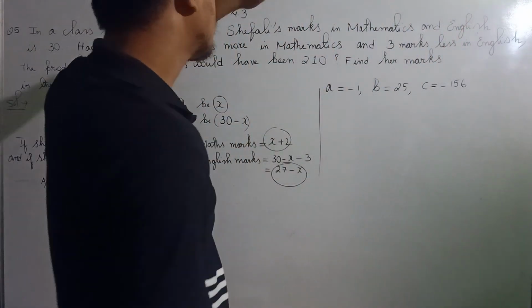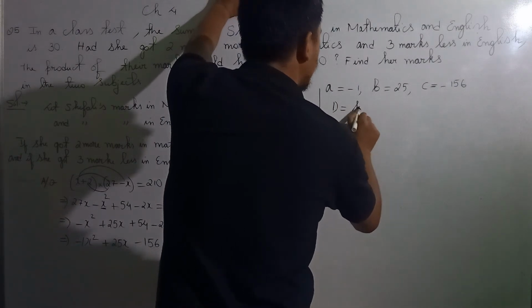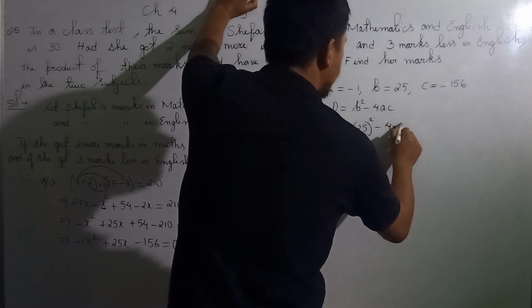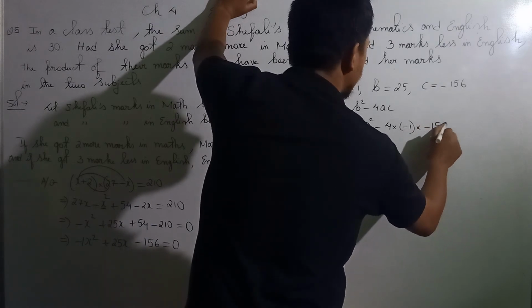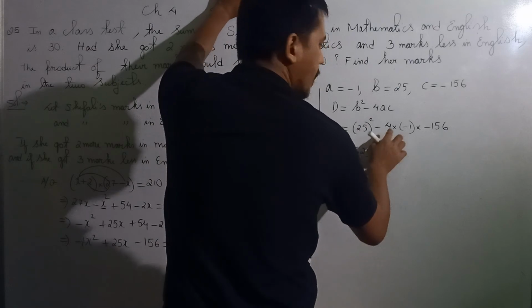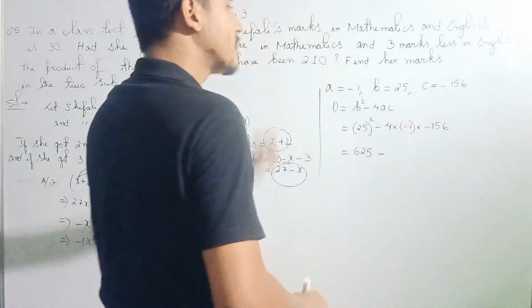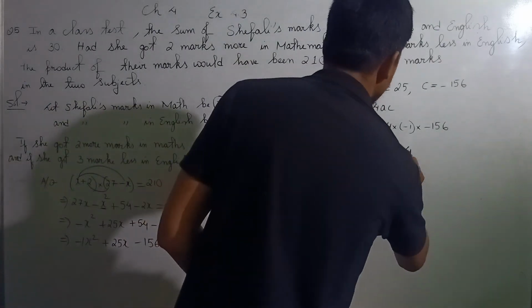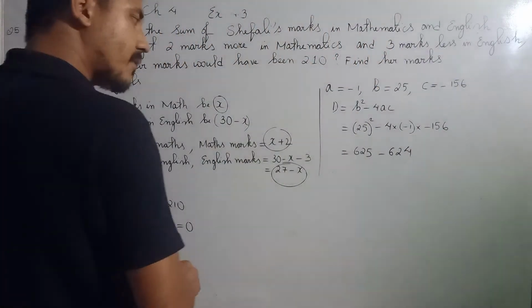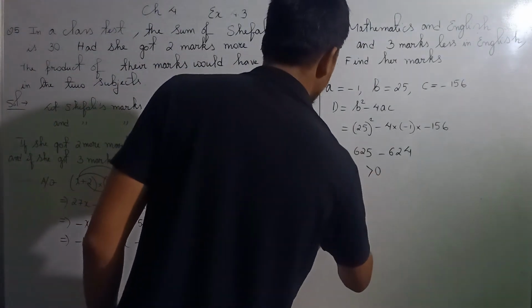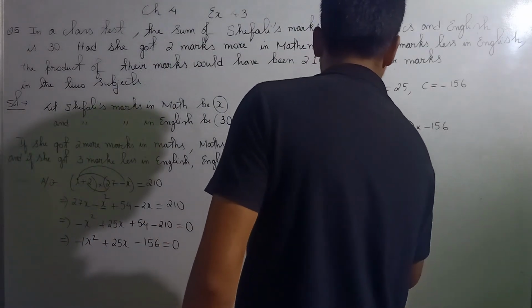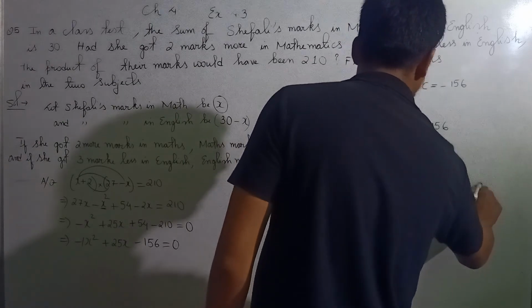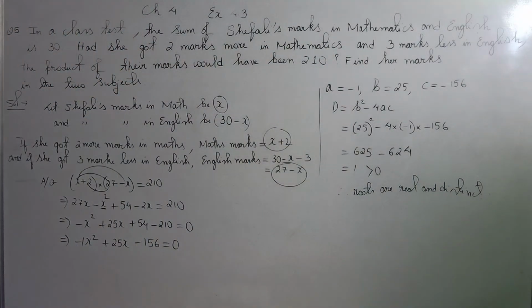So we obtain the discriminant D by using the formula b square minus 4ac. b is 25, so 25 square minus 4 into a, which is minus 1, into c, which is minus 156. 25 square is 625. Minus minus is plus, so plus 4 times 156. 4 times 6 is 24, 2 carry. 4 times 5 is 20, 21, 22. 2 to carry. 4 ones are 4, 5, 6. So 625 minus 624 is 1, which is greater than 0. So we can get the real roots. So the roots are real and distinct, and hence we can obtain them by using the quadratic formula.